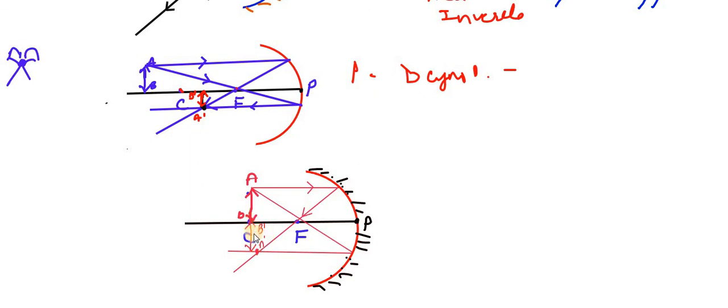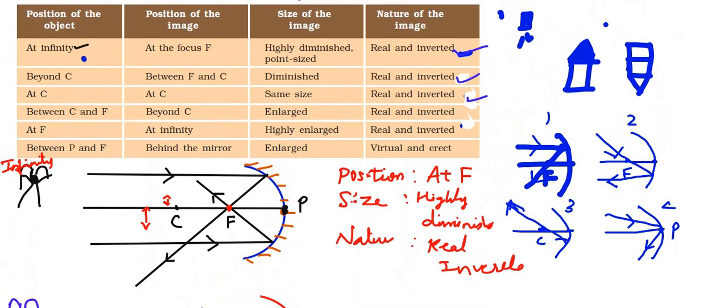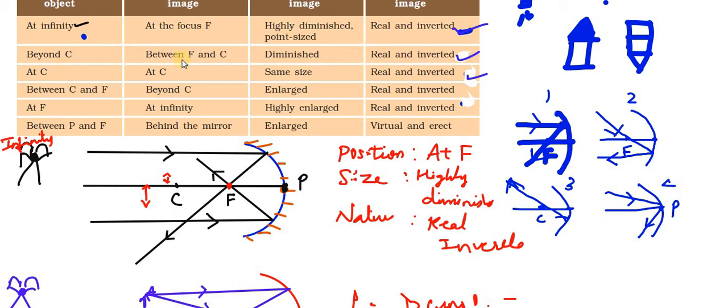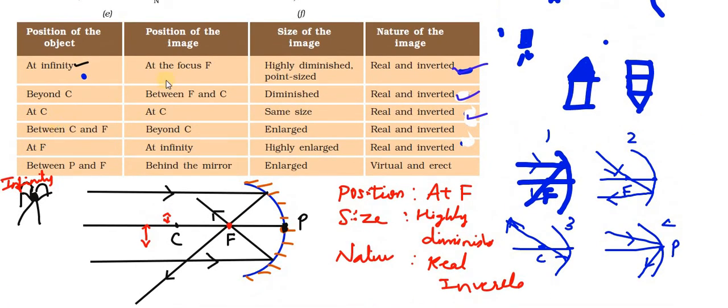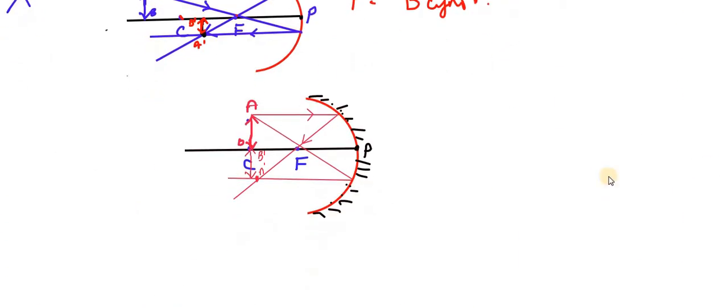See here, this is the size of the image and this is the size of the object. Both are almost the same, right? Both are the same. And where is the image formed? At C. Where the object is placed, at C. So the position of the object is at C, the position of the image is at C, the size of the image is the same size, and it's real and inverted. Why is it inverted? Because it is behind the principal axis line. Okay, so next.